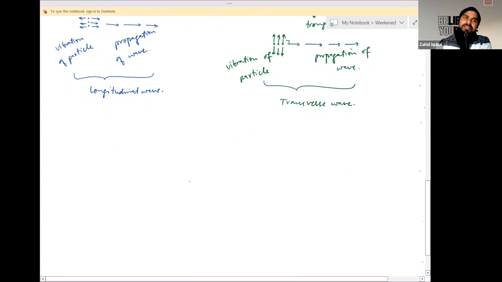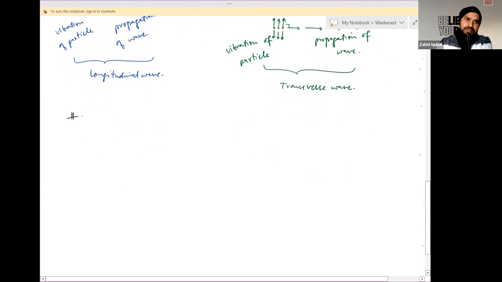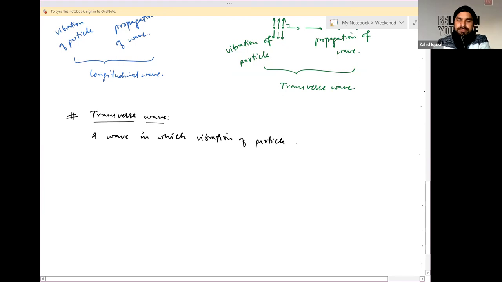So we have to define these two different types of wave individually. So first is transverse wave. You'll say a wave in which vibration of particle is perpendicular to the propagation of wave is termed as transverse wave. A wave in which vibration of particle is perpendicular to the propagation of wave is called transverse wave.